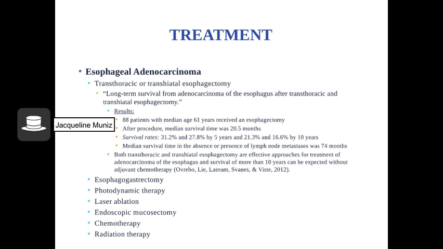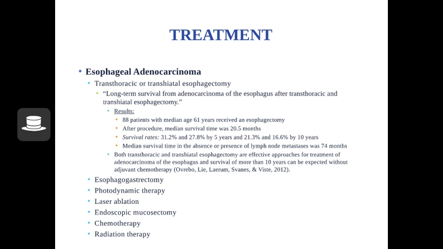Typical treatment for esophageal adenocarcinoma initially involves surgical procedure. This could include esophagectomy or esophagogastrectomy as presented in this case study. In a study discussing the long-term survival of adenocarcinoma of the esophagus after esophagectomy by Orvro, Lai, Larum, Svans, and Vist, median survival time was 20.5 months in 88 patients.